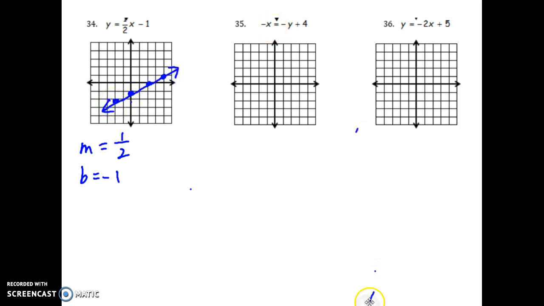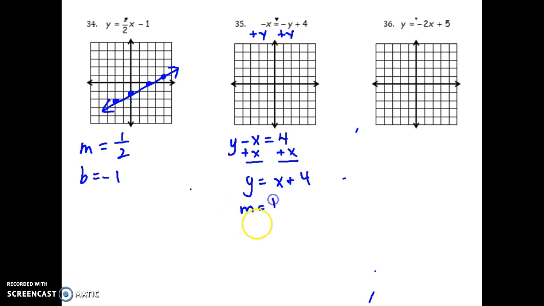Okay, 35 is not in slope-intercept form, so I'm going to be careful. I am going to actually add y to both sides first. Okay, when I do that, I get, whoops, it's going to be y minus x. Let's erase that. Okay, so I get y minus x is equal to 4. And then I'm going to add x to both sides. So y is going to be equal to x plus 4. Now I'm in slope-intercept form.